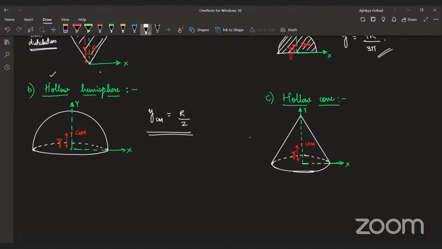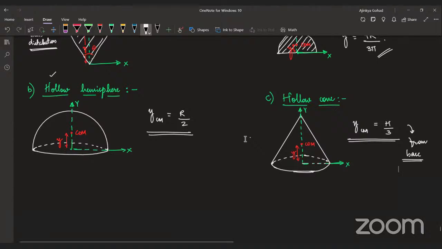So the position of the center of mass here is similar to a triangular plate, which is at a height of h by 3 from the base, which is like a centroid of a triangular plate. So if I were to have a triangular plate, then the center of mass for that triangular plate will also be at the same position as this one. So this is for a hollow cone.